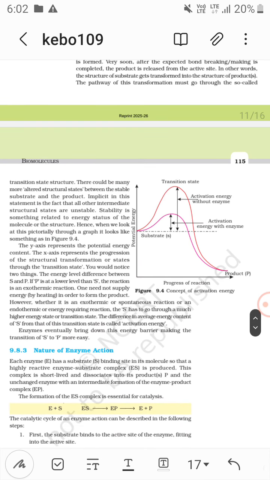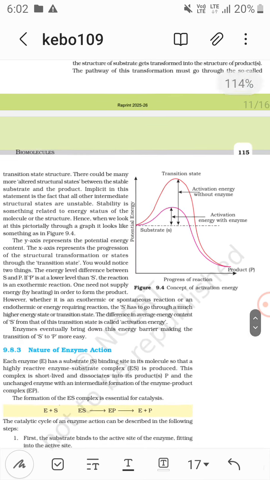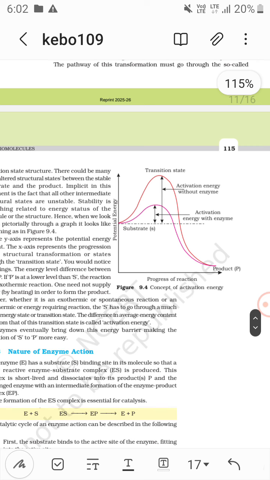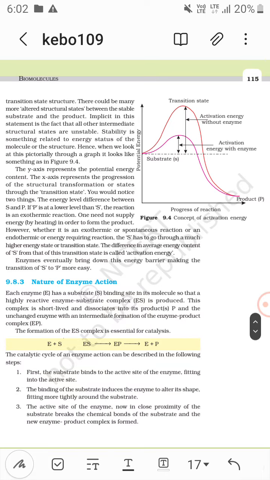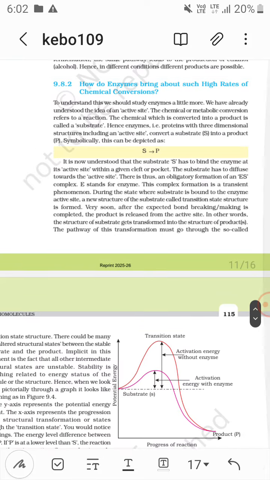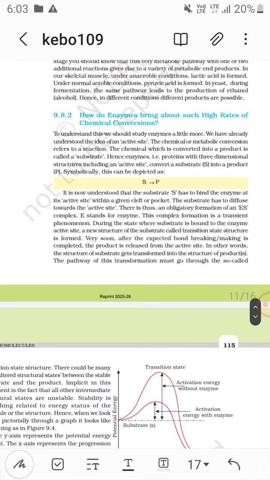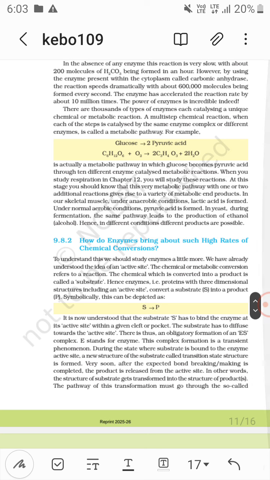Now on the y-axis there is potential energy, on the x-axis progression of the reaction. There is activation energy with enzyme, and activation energy without enzyme, where the barrier is large. You see, what enzymes do is bring down this energy barrier, which is the activation energy required for transformation of substrate to product. So this makes the transition of substrate to product easier, and there is a transition state in between. Remember this diagram.